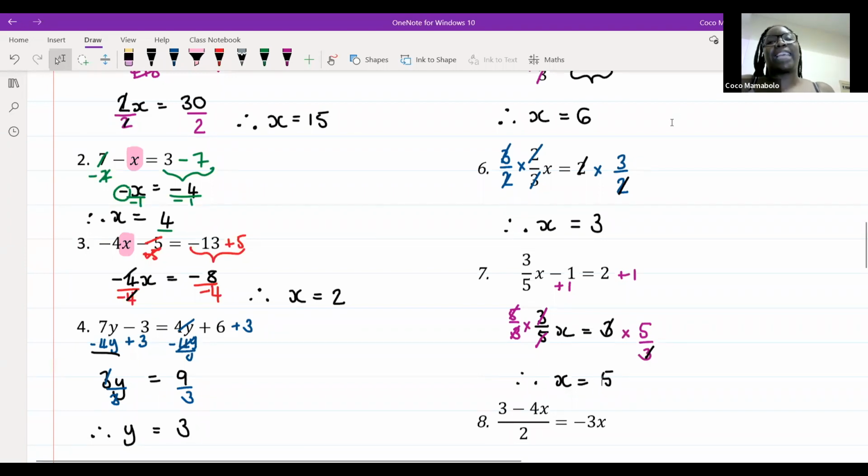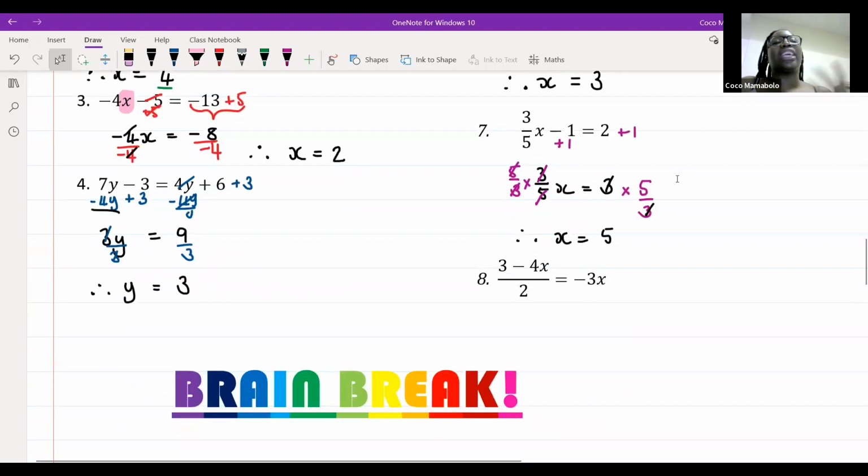Let's look at number 8, guys. What are we going to try and get rid of first? Vulenda, what do you think? You can type it in the chat if you want. What do you think we can do? Remember that this whole top part is being divided by 2. What do you think that we could possibly do to get rid of that ugly looking divide by 2? If we had to do the reverse operation of divide by 2.